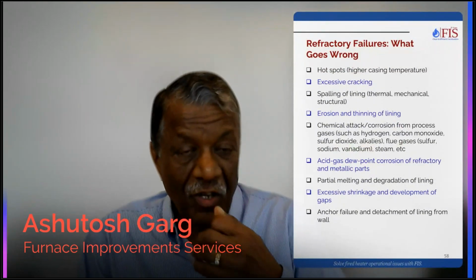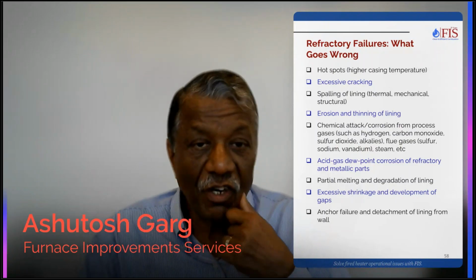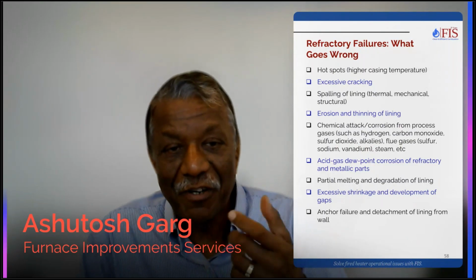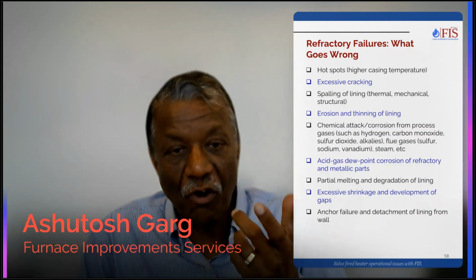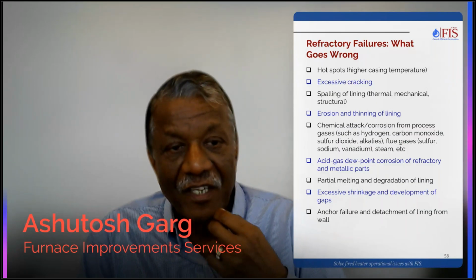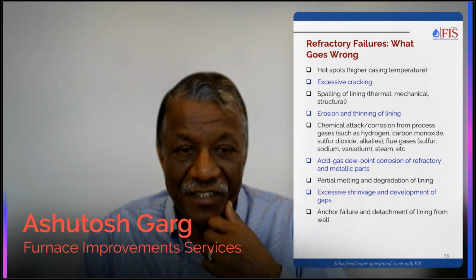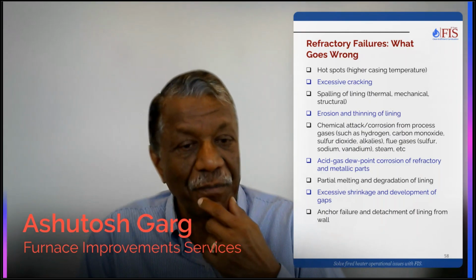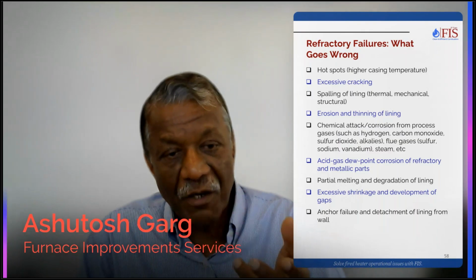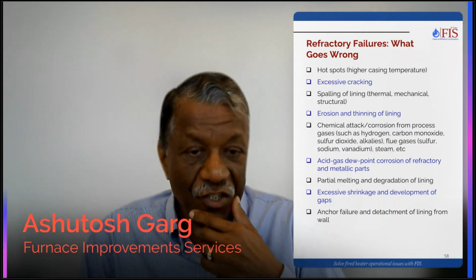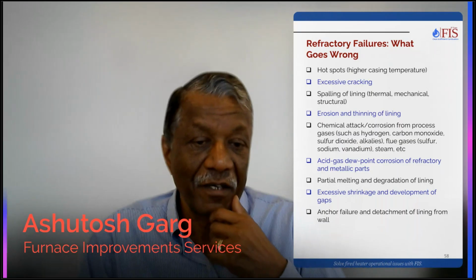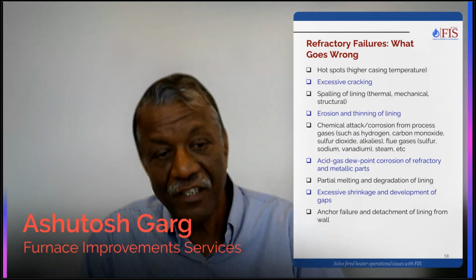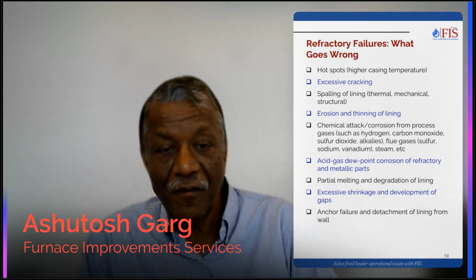So refractory failure, what goes wrong? Several things, as I told you, can go wrong. Hot spots, excessive cracking, spalling, erosion, chemical attack, not so much these days. Acid dew point, it happens, especially in the low temperature zones. Partial melting also has happened, not much. Excessive shrinkage has happened. People have experienced failures in ethylene crackers. Anchor failures have also happened.